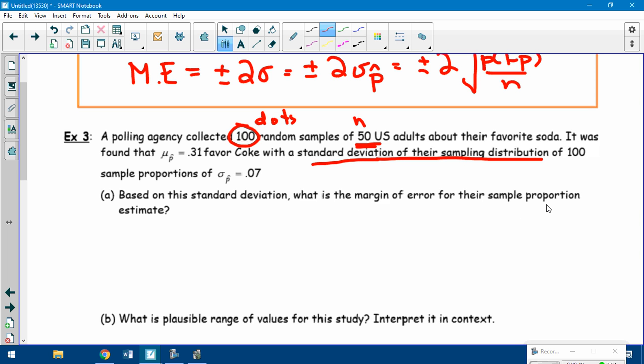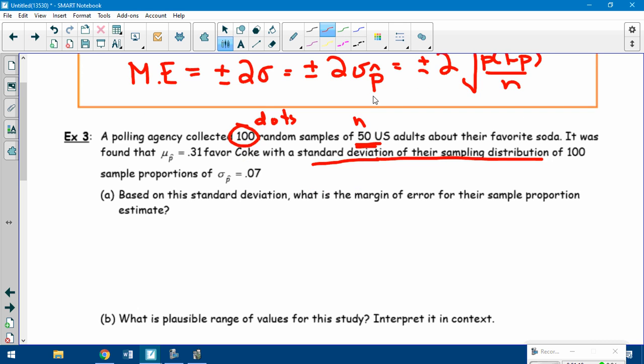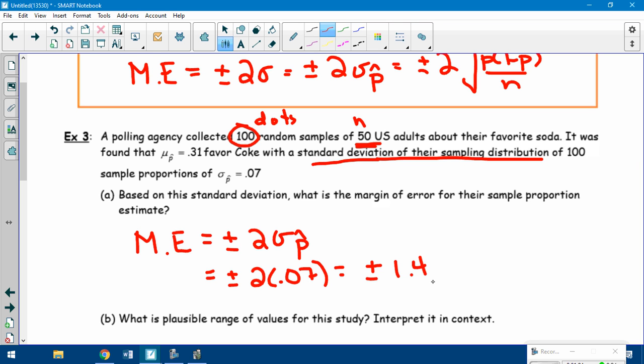I do not need to use this formula because the standard deviation they're giving me is the standard deviation of the distribution. That's what you've got to watch out for in the homework. Are they giving me the standard deviation of all the p-hats, or are they giving me the standard deviation of one sample? If it's of all the p-hats, you can just plug it right into the formula. But if it's just of one sample, then you've got to find the standard deviation first and then plug it in. So this one's easy because I can just do margin of error equals plus or minus 2 standard deviations of all the p-hats, which is plus or minus 2 times 0.07, so plus or minus 0.14.